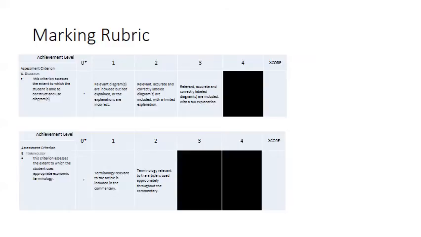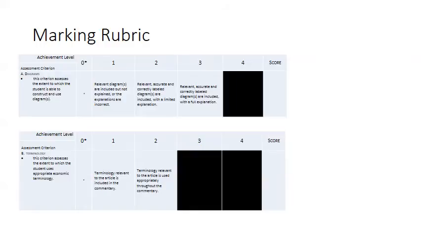You want relevant, accurate and correctly labeled diagrams with a full explanation. You never want the reader to have to interpret what's happening with price. So for instance, if you have price increasing from P1 to P2 on your graph, actually state that the price has increased from P1 to P2. Also, diagrams should typically follow what you're talking about, not come before it, so that the reader knows which diagram belongs with which paragraph of writing.